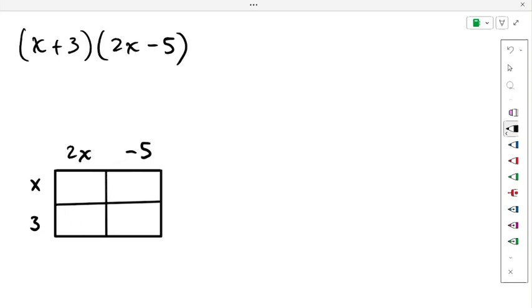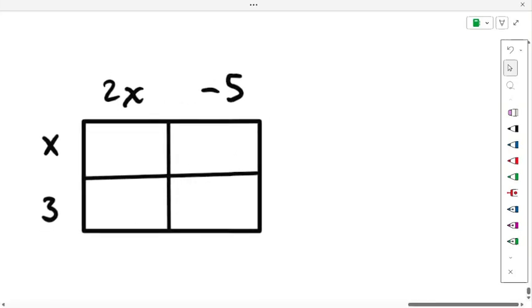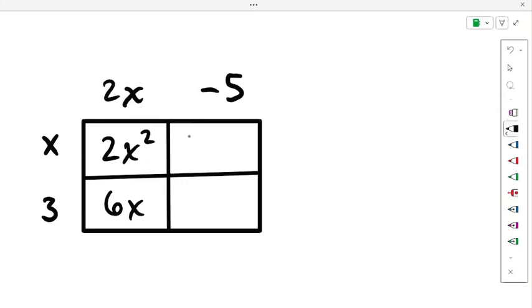So in this very top box here, I've got a 2x times an x, and when I multiply 2x times x, I get 2x squared. Below that, I've got a 2x times a 3. When I multiply the 2x times the 3, I get 6x. Over in the upper right box, I'm multiplying negative 5 times x. When I combine those, I get negative 5x. And then finally below that, I have a 3 times negative 5, which is negative 15.